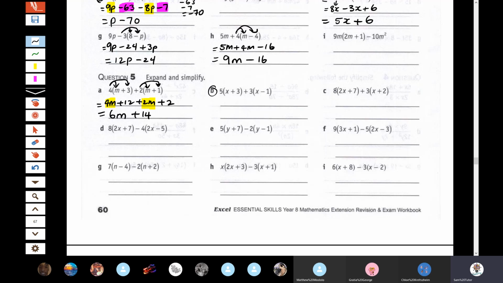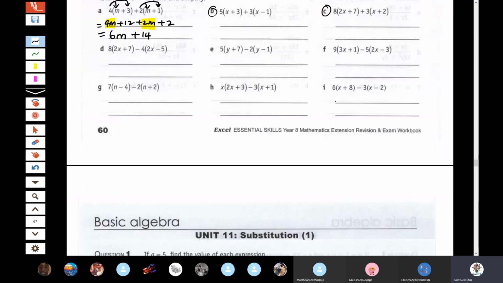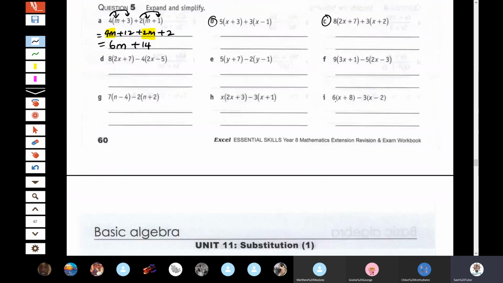Do you guys want to try B and C, please? And then we're going to leave it there. So just do B and C, and I think we're good. Let me have a look at what's left. Yeah, easy, nothing. B and C.